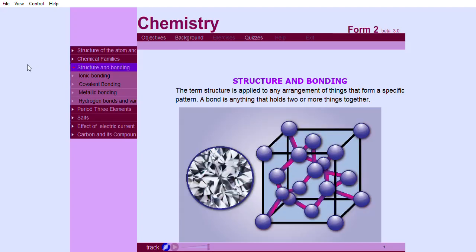The term structure is applied to any arrangement of things that form a specific pattern. A bond is anything that holds two or more things together.